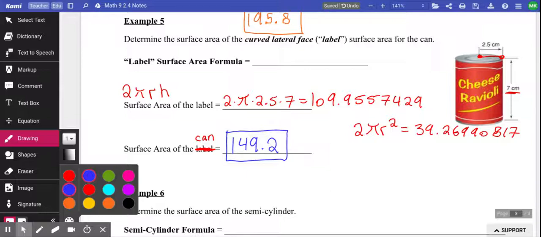Yeah, so when you're doing the area of the entire can, you're adding the circles plus the around the outside. So the label would be rounded up, which would make it 110. Good question.